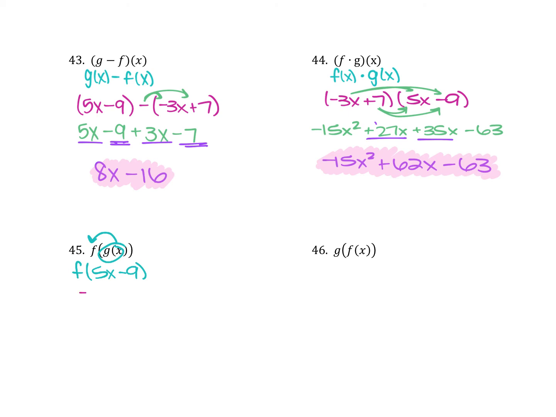So this is going to give us negative 3 times x, which is the 5x minus 9, plus 7. We distribute the negative 3 in, so it's going to give us a negative 15x plus 27 plus 7. We combine your like terms, and that gives us the negative 15x plus 34.